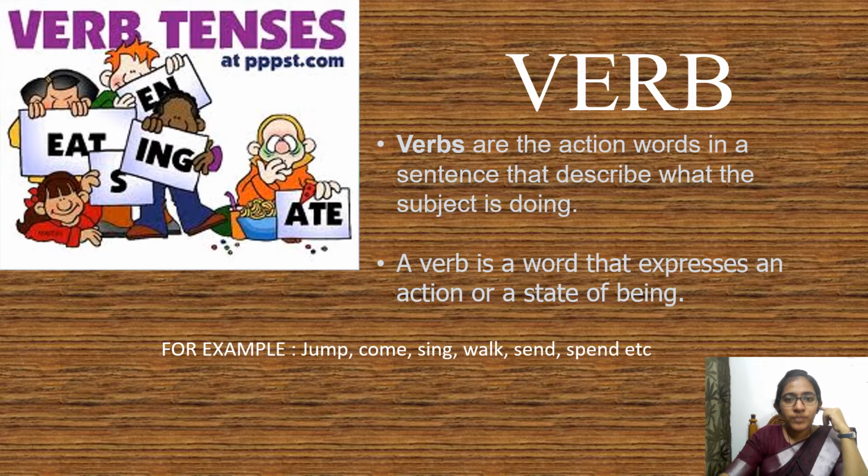So what is a verb? Verbs are the action words in a sentence that describe what the subject is doing. A verb is a word that expresses an action or a state of being. Example: jump, come, sing, walk, send, spend, whatever. All the action words are considered to be verbs. So we are going to learn more in detail about adverbs. What is an adverb and what is the role of an adverb?